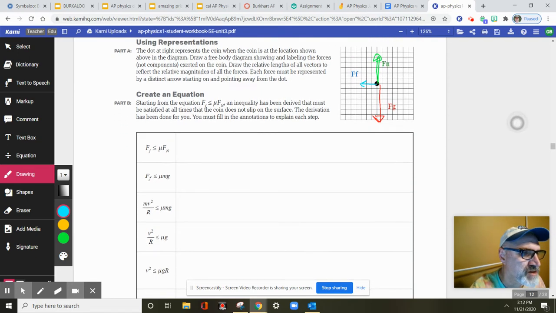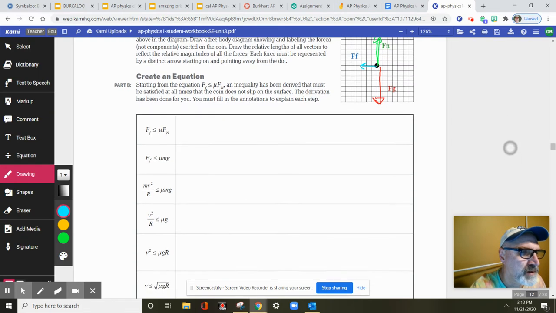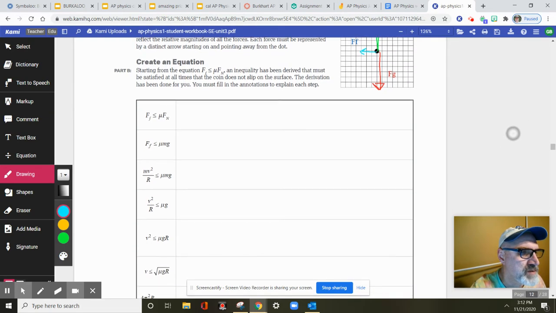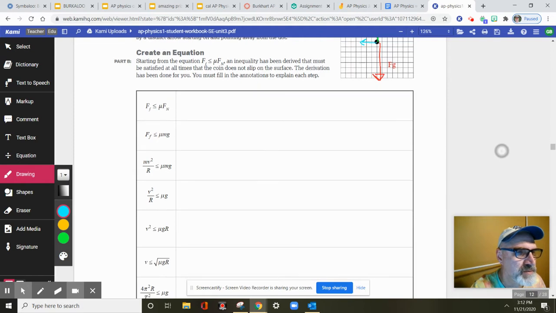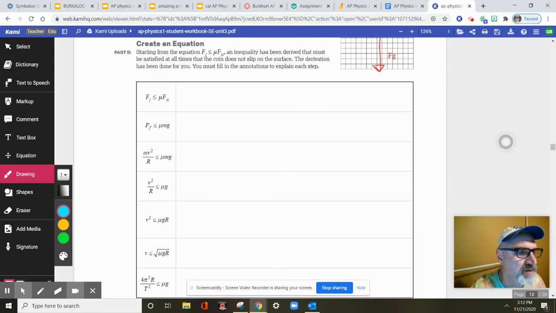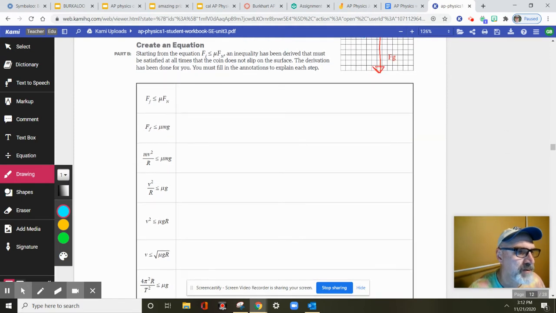Starting from the equation, an inequality has been derived that must be satisfied at all times if the coin does not slip on the surface. The derivation has been done for you. You must fill in the annotations to explain each step. All right, well, the first step is, I'm just going to talk through it.